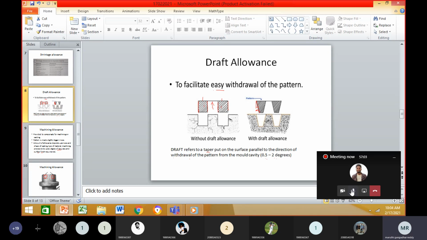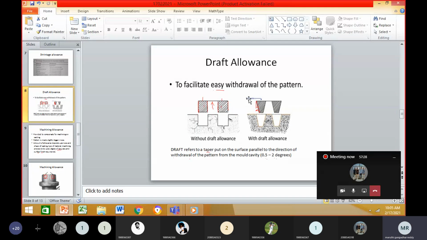Yeah, you give your answer, right? Draft allowance, sir: the pattern can be removed easily from the molding material tightly packed around it. Okay. How can it be easily removed? Why not the first one? Why can only the second one be easily removed?